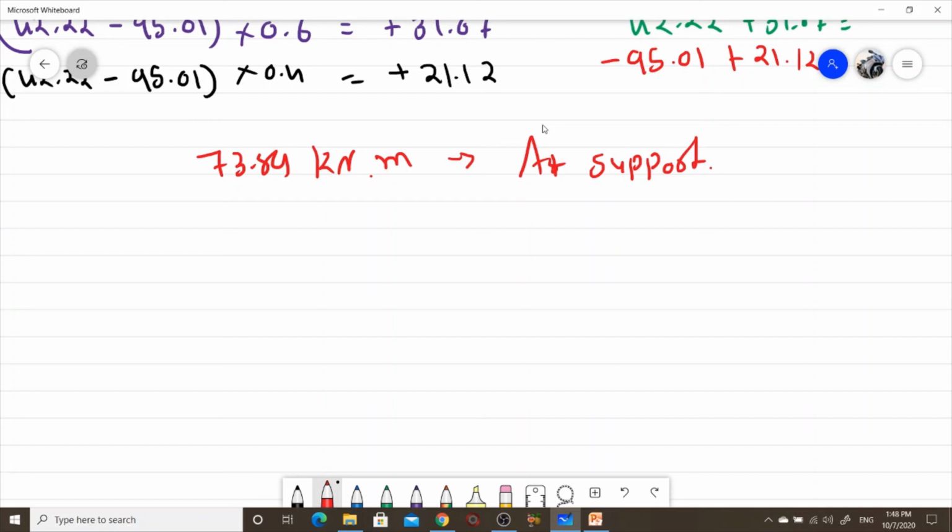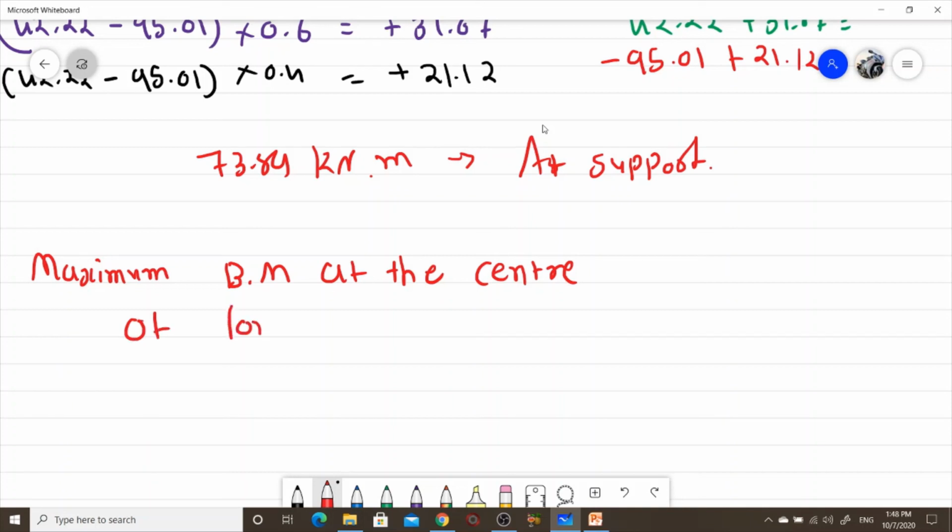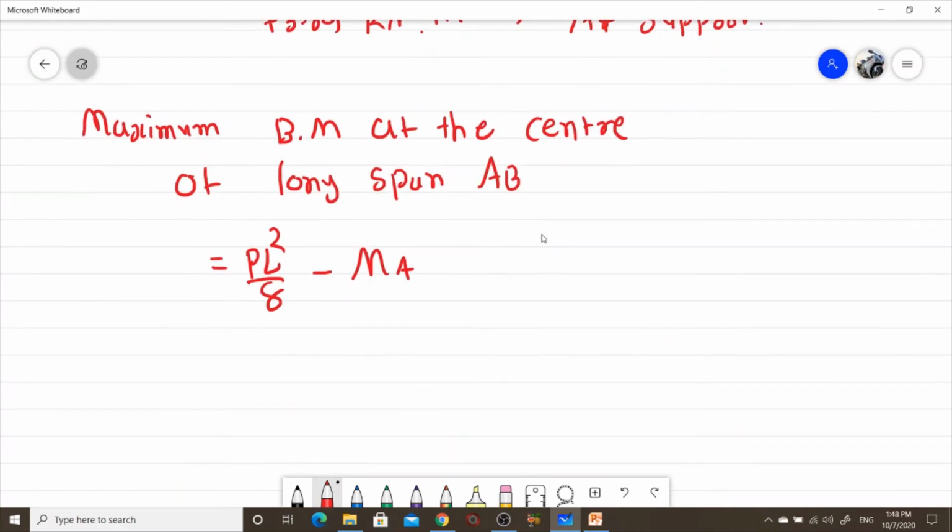At which portion do we have the maximum bending moment? Maximum bending moment at the center of a long span, of the long span AB. How do we find it? PL square by 8 minus MA. PL square divided by 8 minus MA.